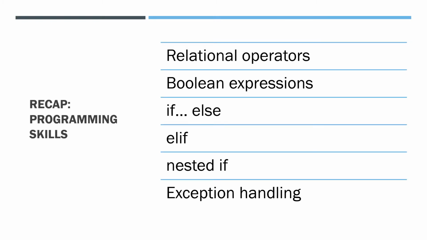The programming skills that you've learned include the use of relational operators to create Boolean expressions, which I also sometimes call logical tests. We've used conditional structures, including if-else, elif and nested if structures, and we completed this run of lessons by looking at exception handling, which is a way of preventing the program from crashing if your user enters bad data.